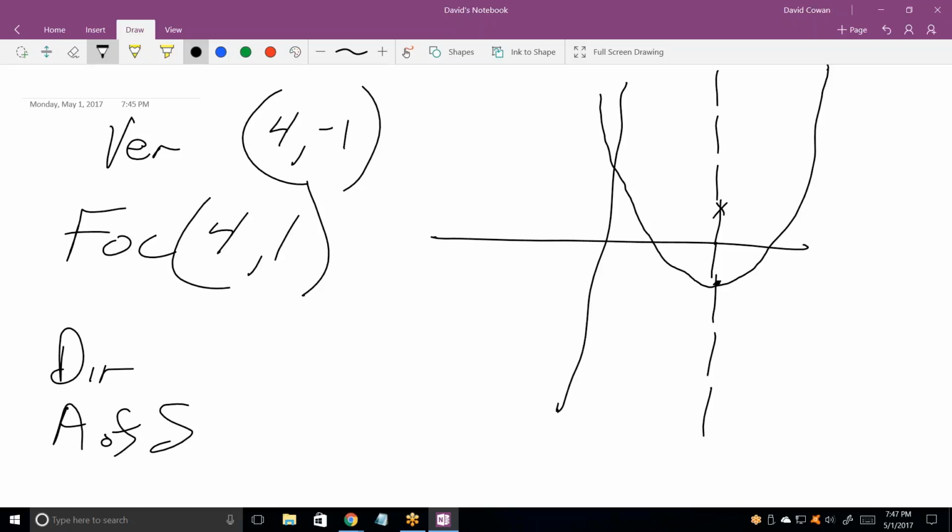Now, we know how to graph it. We've got the axis of symmetry being x equals 4. That's the axis of symmetry. They want the equation. Well, we need the standard equation.